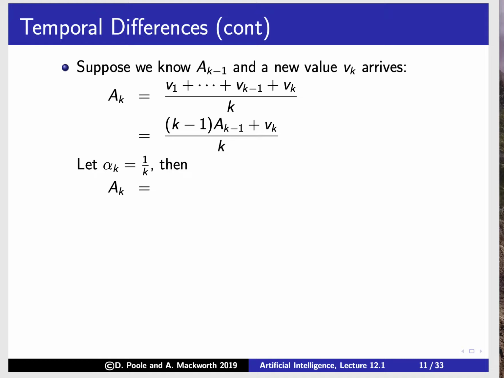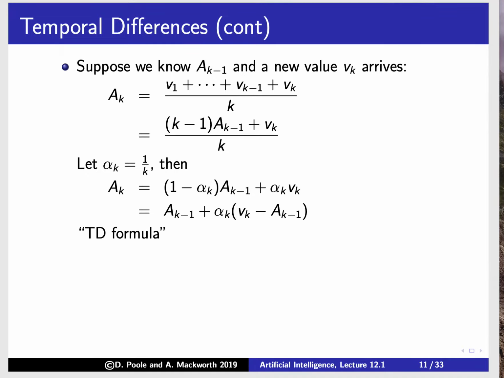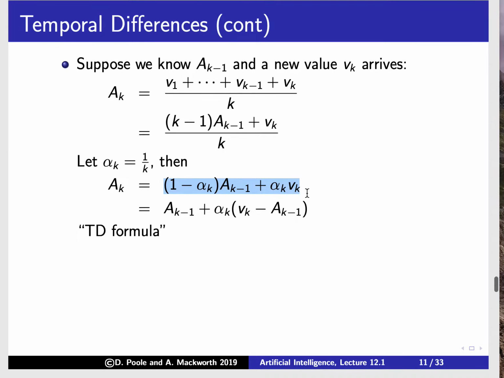And now we could actually just factorize these out into the two halves. Let alpha k be 1 on k. Then we can show that A of k is 1 minus alpha k, so that's k minus 1 on k, times A of k minus 1, plus alpha k times vk. In this way of viewing it, it's a linear interpolation between the previous value and the next value. As k increases and you get more and more data, you use the average more, and early on you use the new value more.